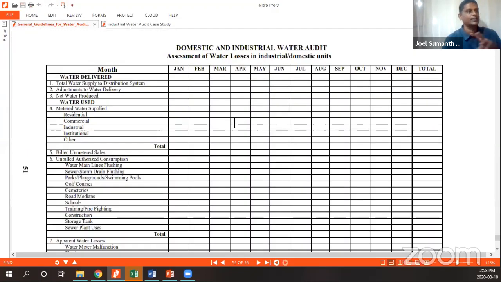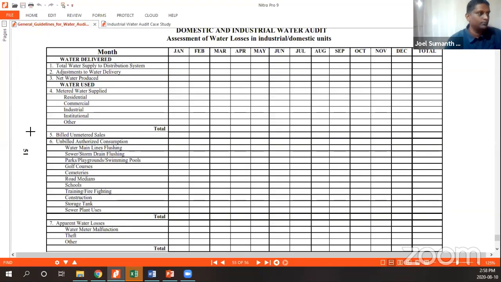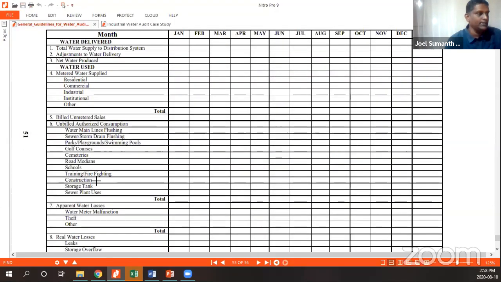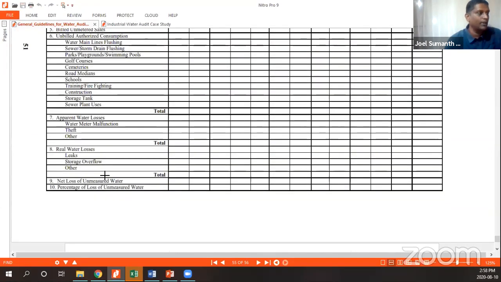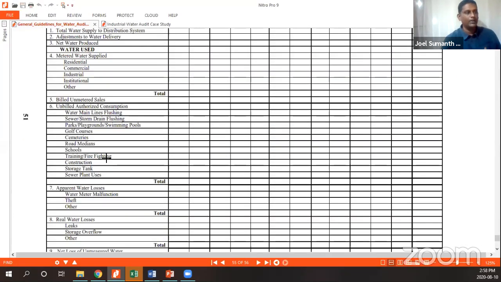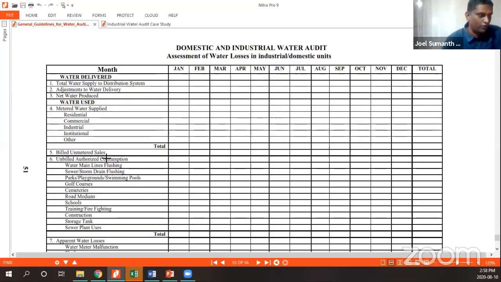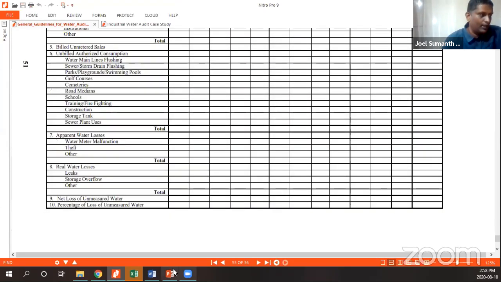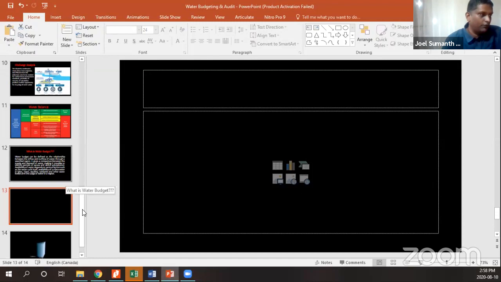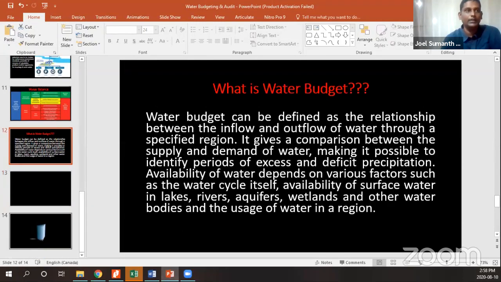And then this is a format for industrial water audit, for domestic and industrial water audit. All the line items may not be there for each and every place, but as per different institutions, you will be filling out this format. So these are two prescribed formats for water audit.